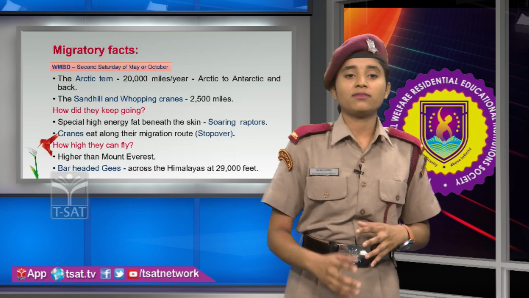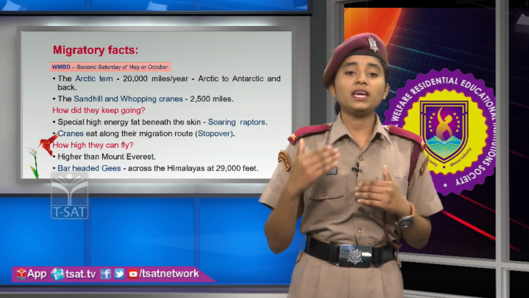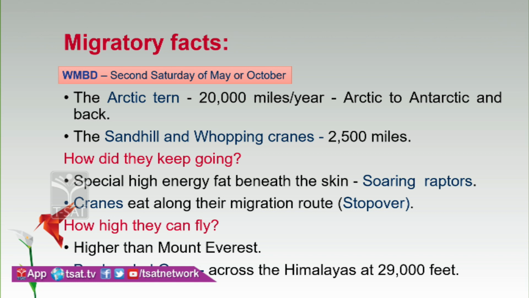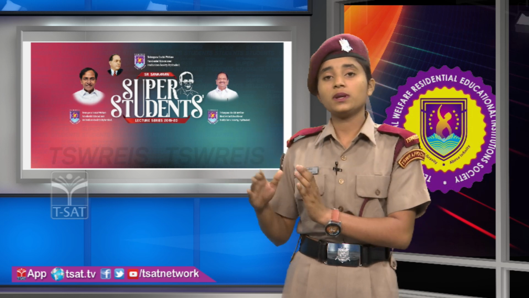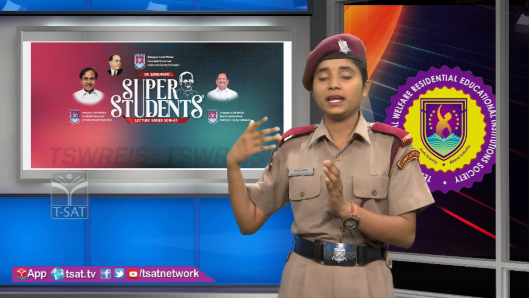Let us see some interesting facts about migration. Every year on the second Saturday of May or October, we celebrate World Migratory Bird Day. There is a bird called Arctic Tern which migrates from the Arctic to Antarctica and back, covering 20,000 miles in a year. And sandhill and whooping cranes migrate for 2,500 miles.